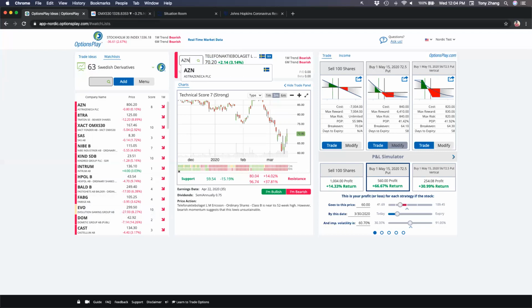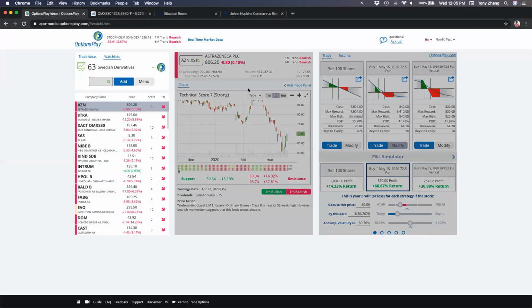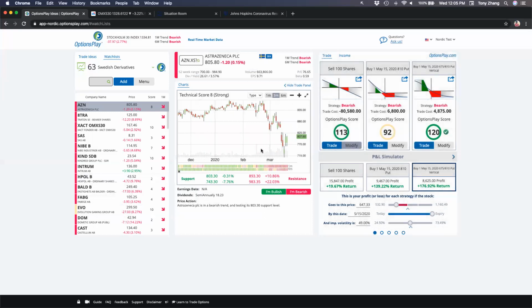Another one I want to pull up here is AstraZeneca. AstraZeneca, similar setup to some of the other names that we're showing here. Obviously, clearly in a downtrend, it had a small rally here. These are typically the type of opportunities we look at to short.